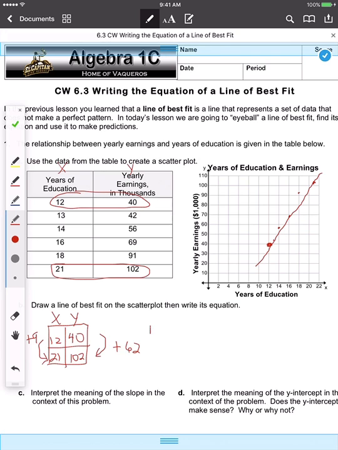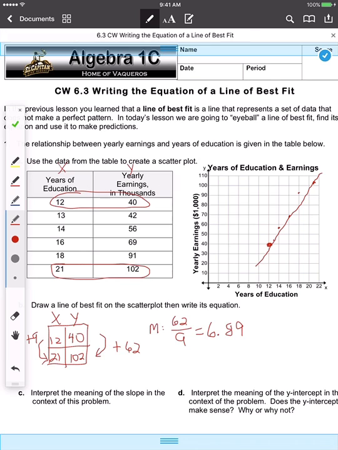So then my slope is going to be 62 over 9. And you can keep it like that, or you can try and reduce it. In terms of what's probably going to be easiest, I'm just going to put that into the calculator and do 62 divided by 9, and I get 6.89. Perfect.